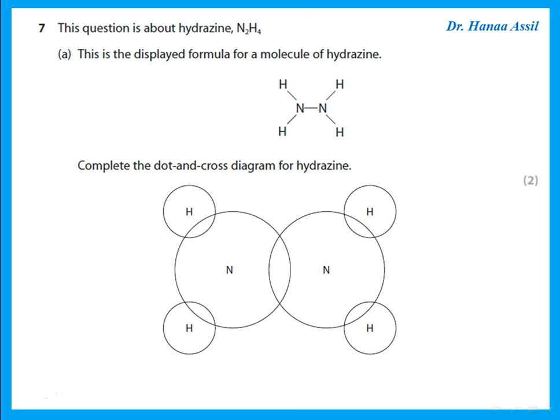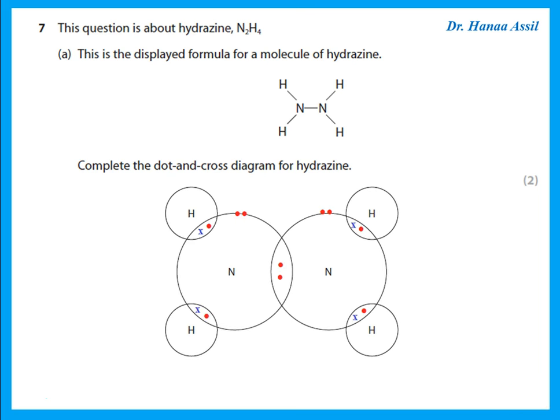This question is about hydrazine. This is the displayed formula for a molecule of hydrazine, and he's saying complete the dot and cross diagram for hydrazine. So obviously nitrogen, if you look at the periodic table, it's in group 5. It needs 3 more electrons. It has 5 electrons in its outermost shell, so it needs 3. So it's going to share 1 with the hydrogens and with the nitrogen next to it.